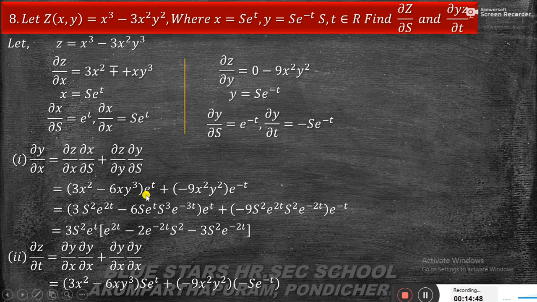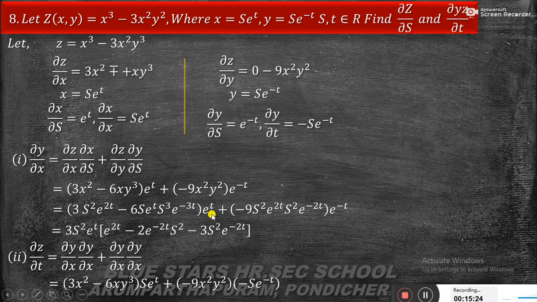So the next step, now 3 into x value I substitute, x equals s e power t. So x square means s square e power 2t, minus 6 into x value s e power t, and I substitute the y value, s e power t whole cube, means s cube e power minus 3t, into e power t, plus minus 9 into x square, that is s e power t whole square, so s square e power 2t, and y square means s square e power minus 2t, into e power minus t.